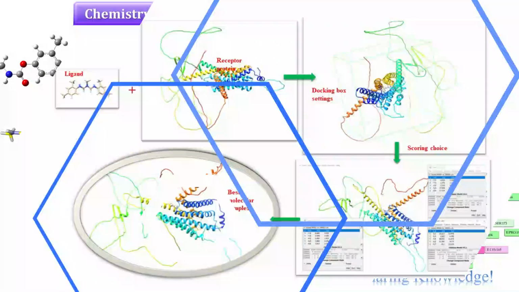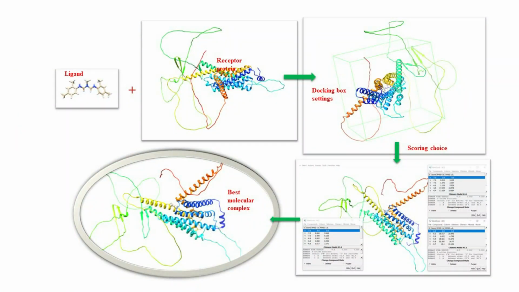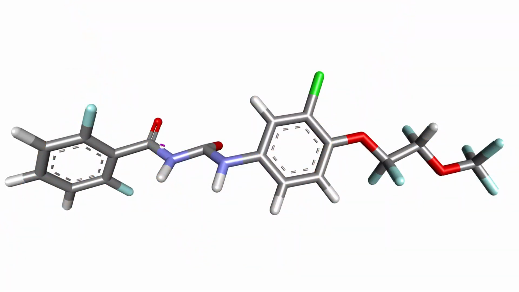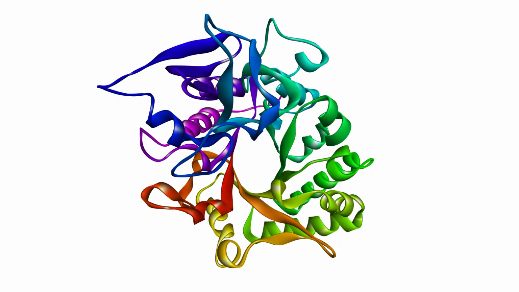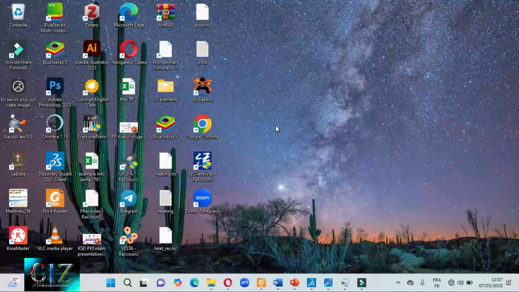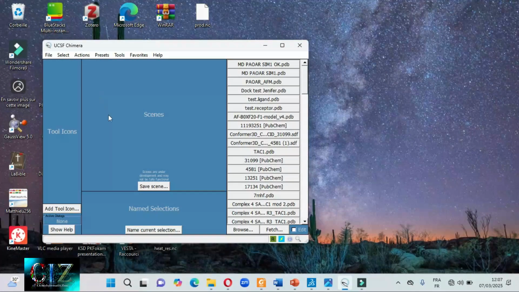Today we are going to see how to perform a molecular docking between a specific ligand and a specific receptor protein. In order to do so, we need software such as Chimera, AutoDock, PyMol, or another kind of software that we can use to perform molecular docking. For this video, we are going to use Chimera 1.16. Then I have the presentation of the software here.